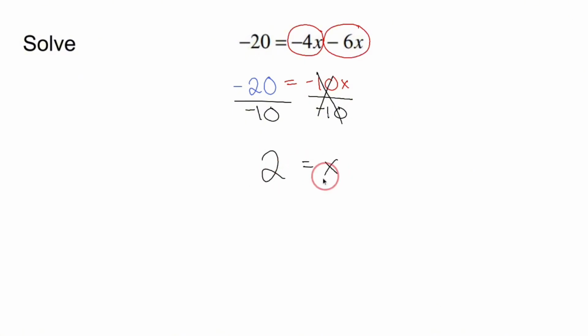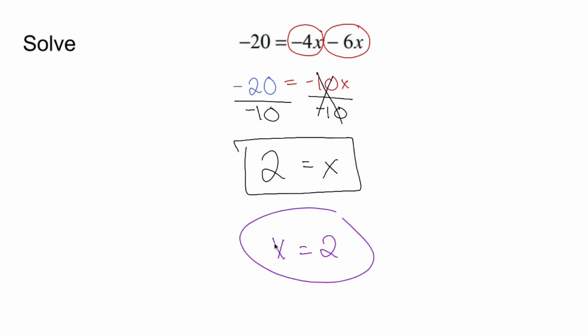So 2 equals x. Now you can box that in, and most teachers would be like, that's perfect, you're done. But some teachers would rather you put the x on the left side and the 2 on the right side. If 2 is x, then x is 2. It's all the same thing, but the purple circle is just a whole lot better than the black box.